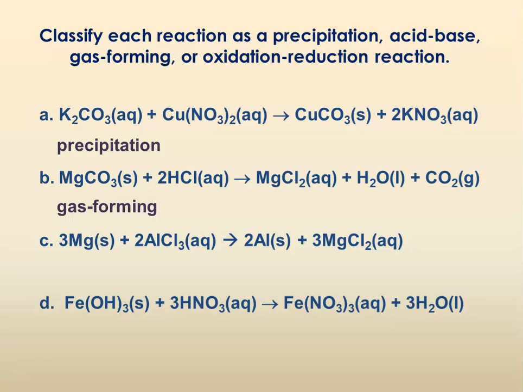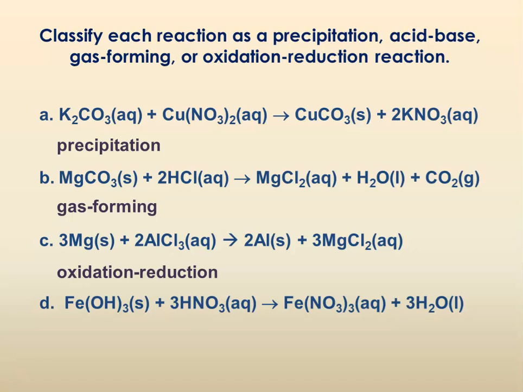In letter C, we have magnesium, just an element, reacting with aluminum chloride. It forms aluminum and MgCl2. So magnesium has gone from being by itself to being part of a compound. Aluminum chloride, aluminum was in a compound and now it's by itself. And that's your classic redox reaction. This is just a single replacement where magnesium is more reactive than aluminum, so it kicks aluminum out of the equation.